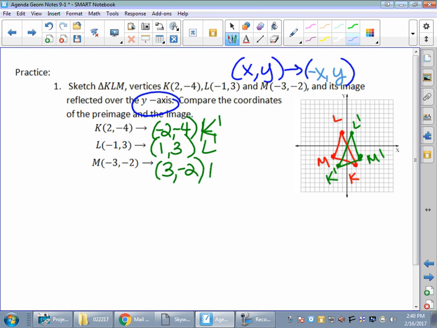If you want to find the ordered pairs first using the rule and sketch them after, or sketch and see the reflection and then put in the ordered pairs, it all gets down on paper one way or the other.